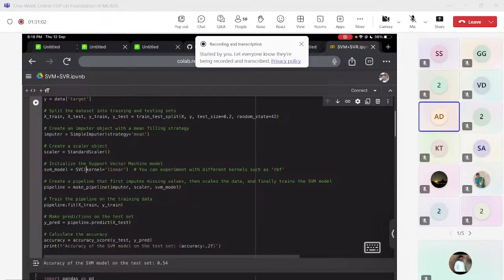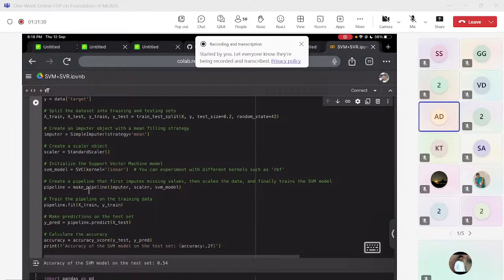Now here in SVC, which is your type of SVM, support vector classifier, you mention what type of kernel you want to use. I've written, experiment with different types of kernels, which is a very good practice. Try out different kernels and see how your values change and how the actual algorithm works. Here I kept a very simple linear classifier. And now you call the instance of your algorithm into the SVM model.